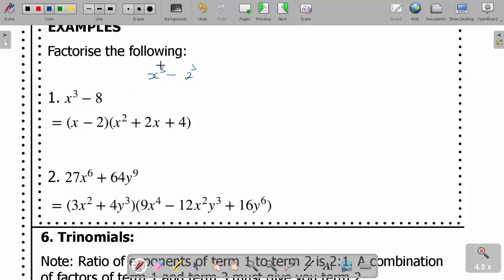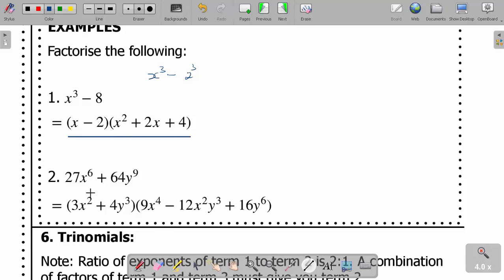So now note something here. The first bracket is going to have the same sign, which is x minus 2. You see this x and this, that's x minus 2 here. And then the next bracket is going to have x squared, then plus the product of these two, that's plus 2x. And then plus the last one squared, which is plus 4. That's my answer there. We saw this also in grade 11, if you remember. That's called difference of two cubes.